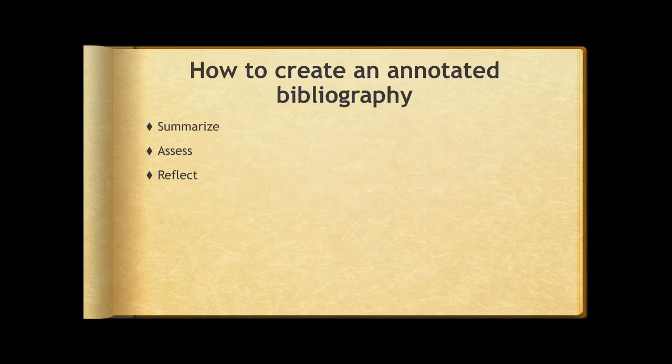So there are 3 steps to creating an annotated bibliography. The first part is to summarize the source. That requires you to carefully read it and put it in your own words. Then assess the source, which means you are determining whether the source is reliable and gives you good information or not. And then reflecting on the source, where you are deciding how the source helped you complete your project.